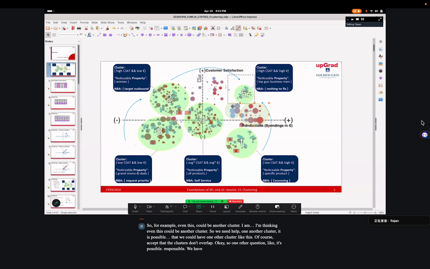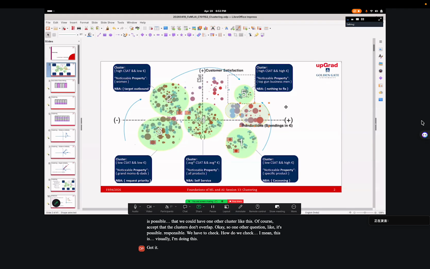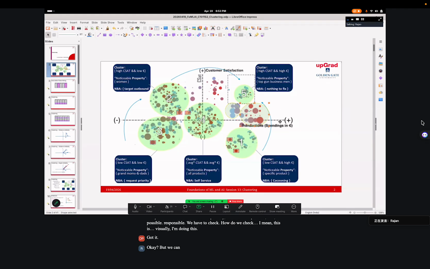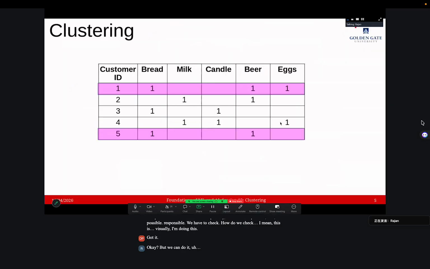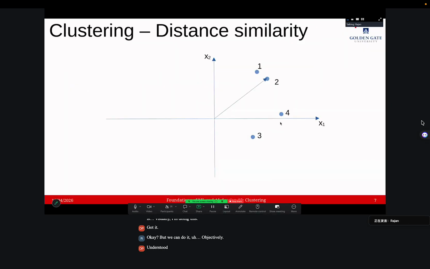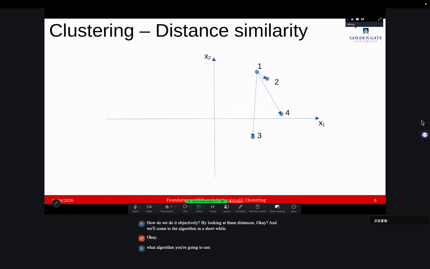We have to check. How do we check? Visually I'm doing this, but we can do it objectively, by looking at these distances. We will come to the algorithm in a short while.